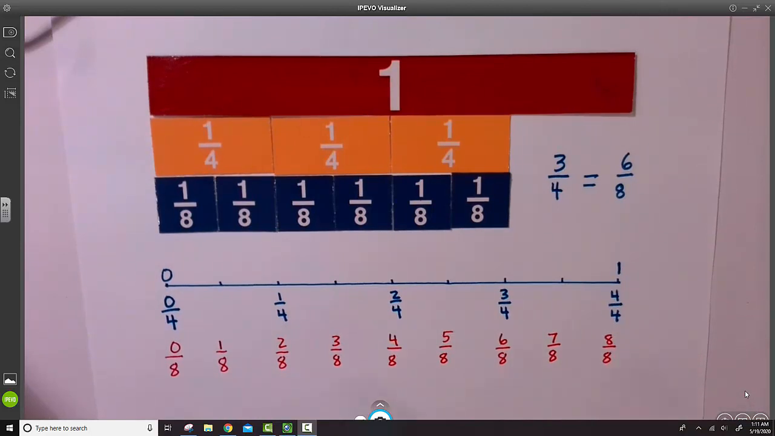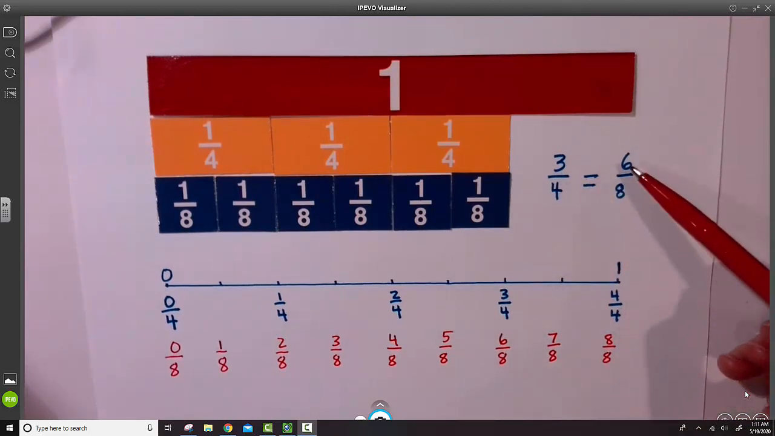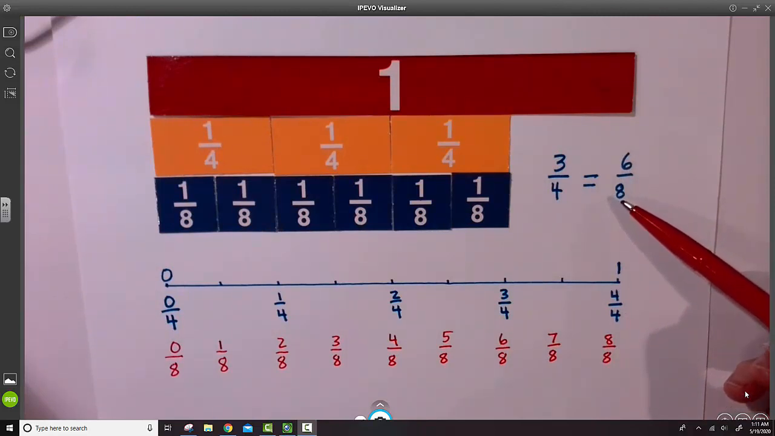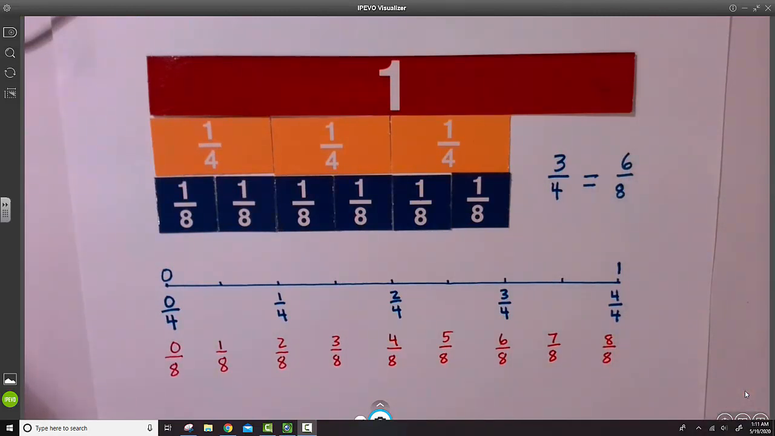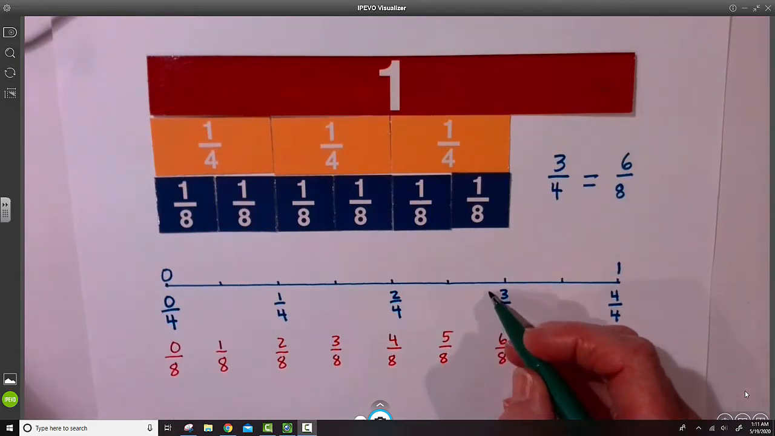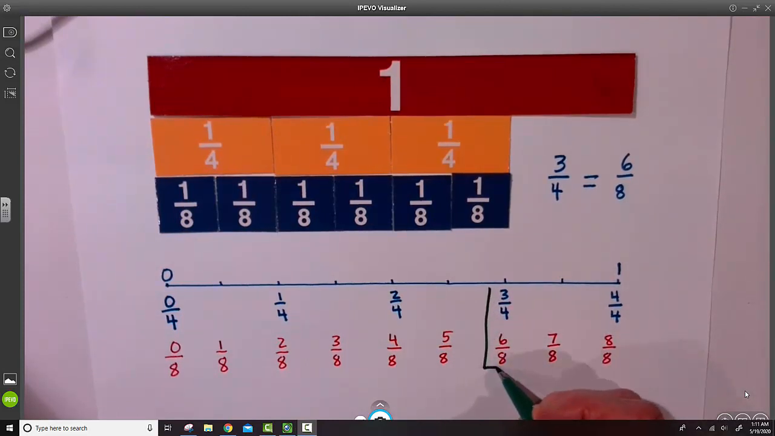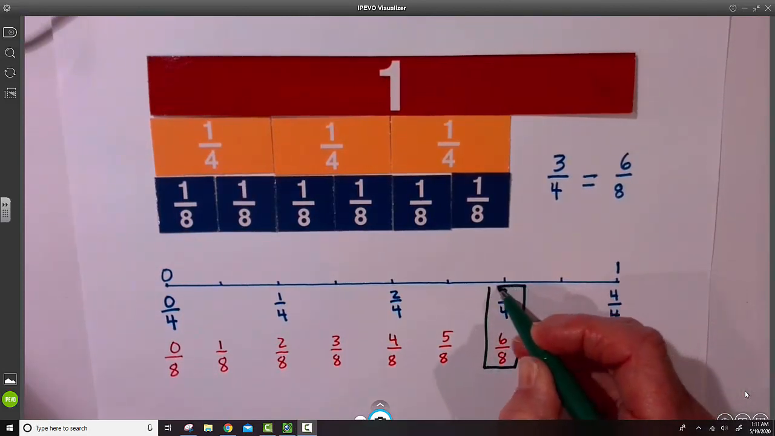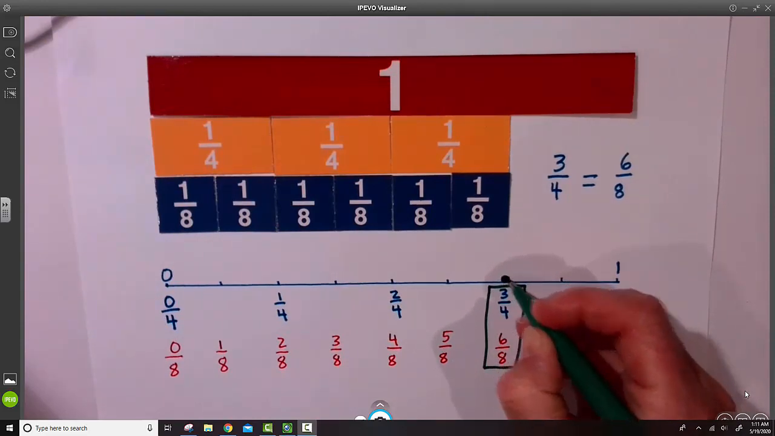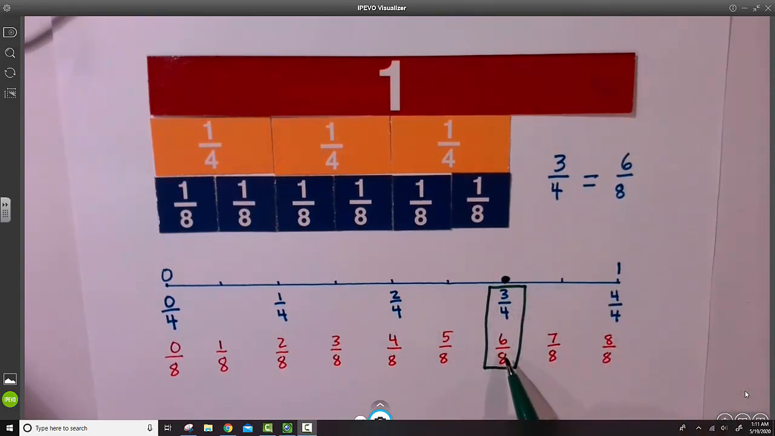Our fractions, however, are 3/4 and 6/8. So we're interested in locating that position on the number line. And when we look carefully, we can see that 3/4 and 6/8 are in the same point on the number line. 3/4 and 6/8 are equivalent, so they're found in the same location.